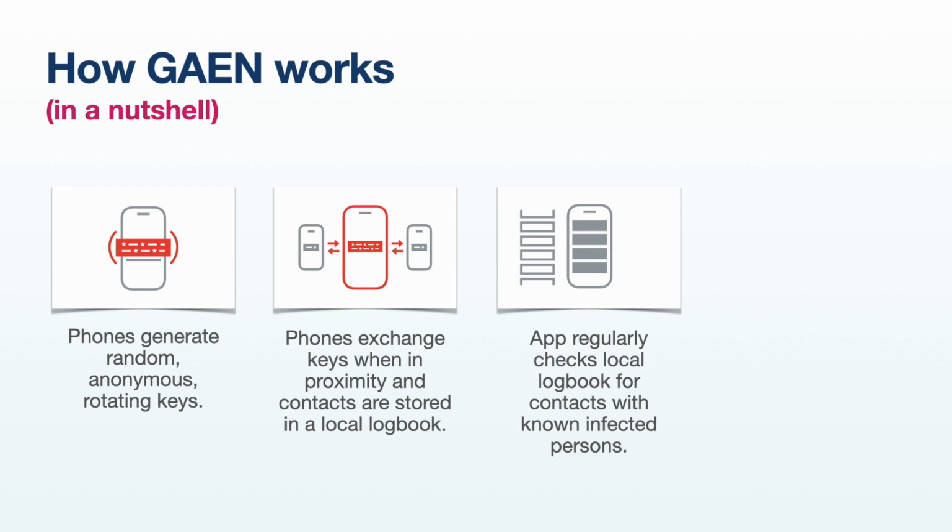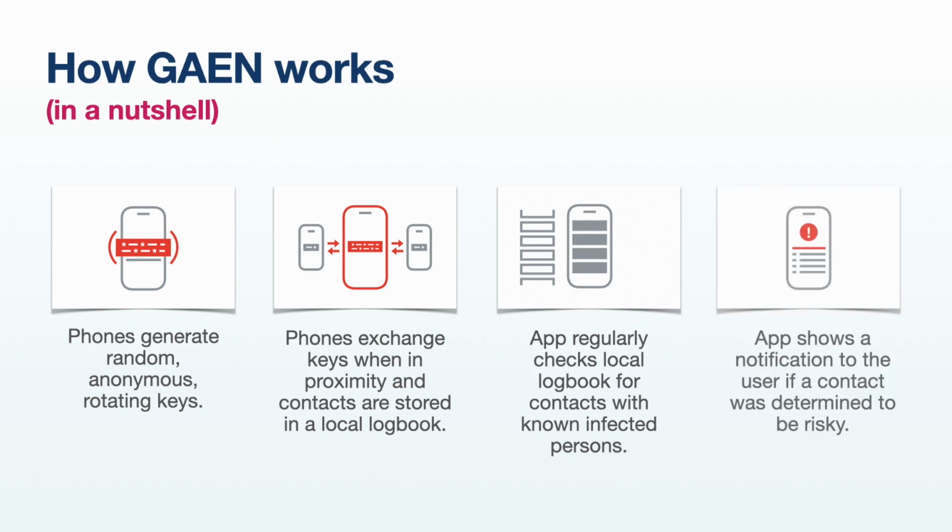That can then check. Actually, the other phone can then check via that logbook whether they came into contact with one of those keys. And if they did, then we can show them as an application a notification that they did come into contact with a possibly infected person. And then there's a risk calculation done to determine how risky it actually was. Because if you're at a very close proximity to that user, then of course it's much more risky if you were like within 10 meters or something.